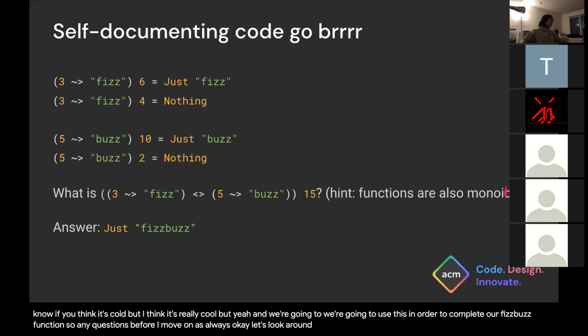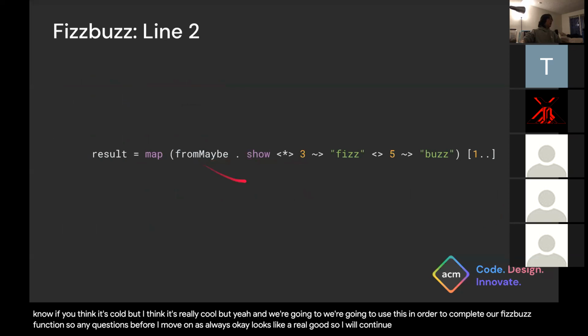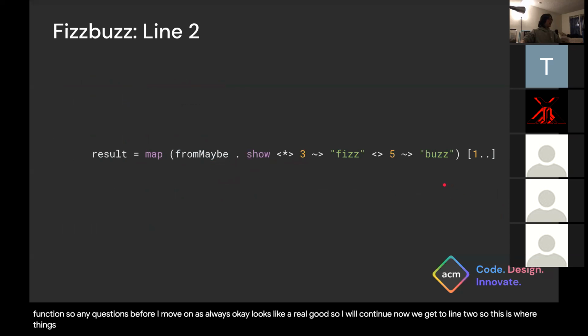Okay, looks like we're all good, so I will continue. Now we get to line 2. So this is where things start to get a little bit gnarly.